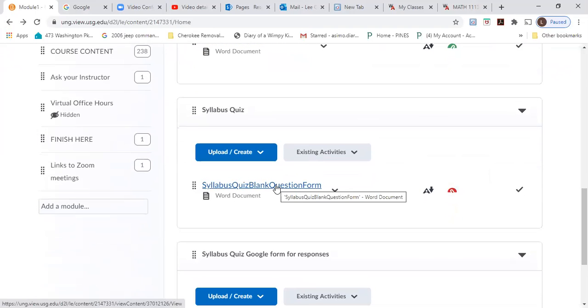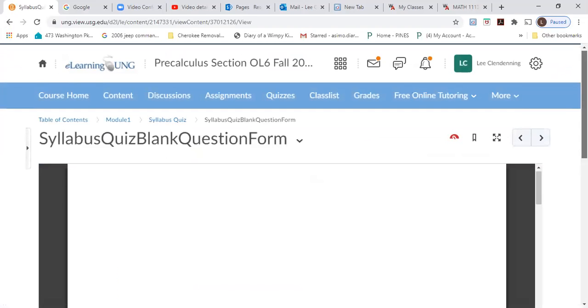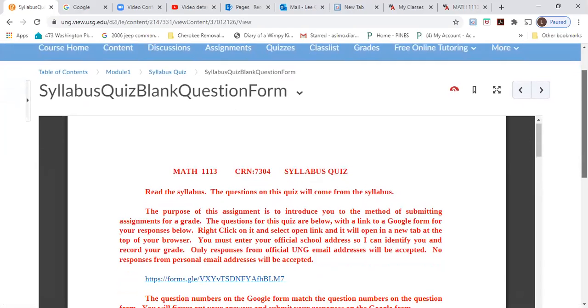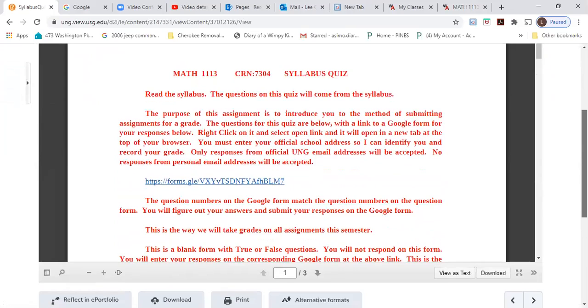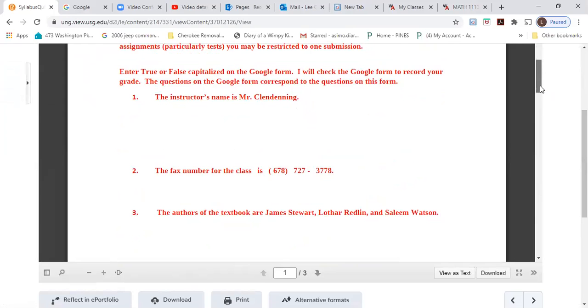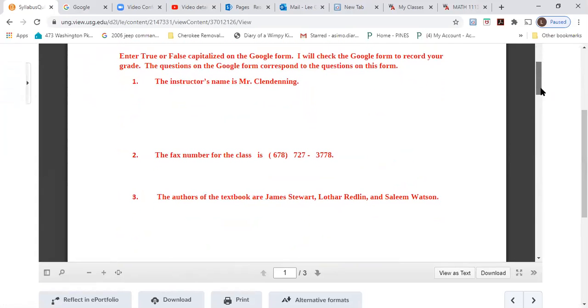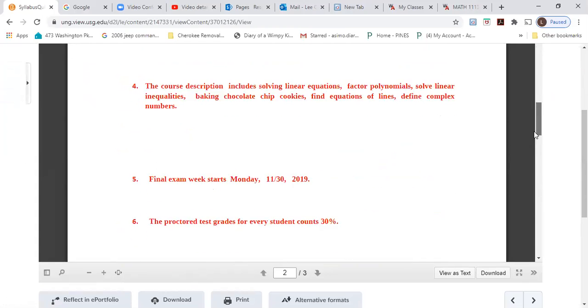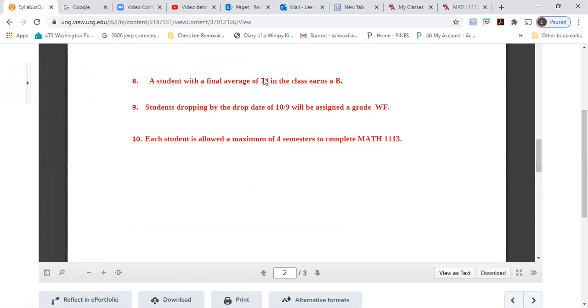syllabus quiz, blank questions. This is where the question forms are. So it's a Word document, it'll load much quicker. So this is where the problems are. Actually, they're statements off the syllabus. The statements are either true or false. You will not answer here. You will enter true or false capitalized on the Google form. So you don't answer here. I've got no way to collect responses in this. You'd have to scan it in. I'd have to grade it, mark you right or wrong, rescan it and send it back. I got 140 students. It's just way, way too time consuming.